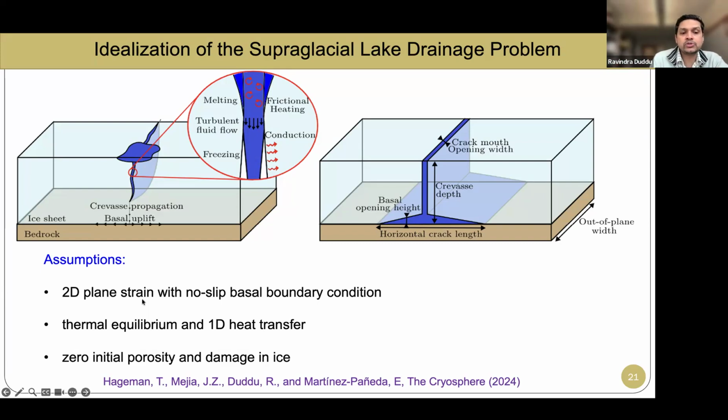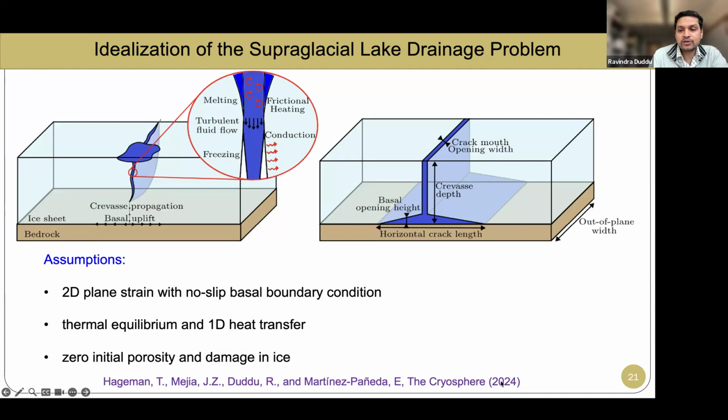So we make simple assumptions of plane strain, thermal equilibrium, and ice has no porosity, and so forth. And then we simplify it into a 2D model. And now we can only take the vertical section and just do a 2D simulation, so we don't have to fully resolve the out of plane width. So this is the work that Tim Hochman, who I believe is in the audience right now, has led.